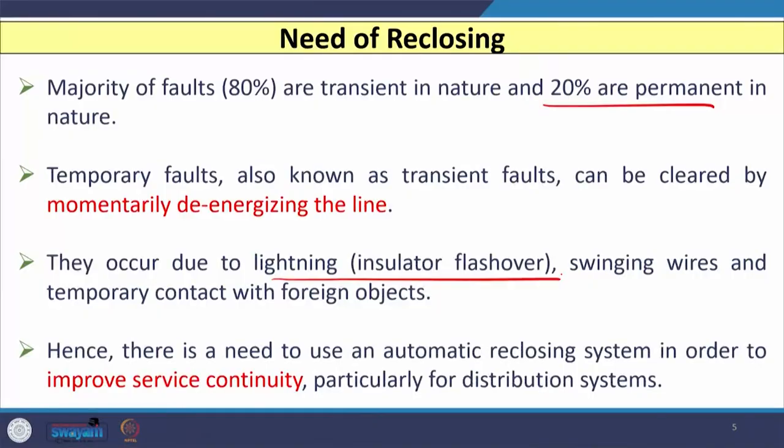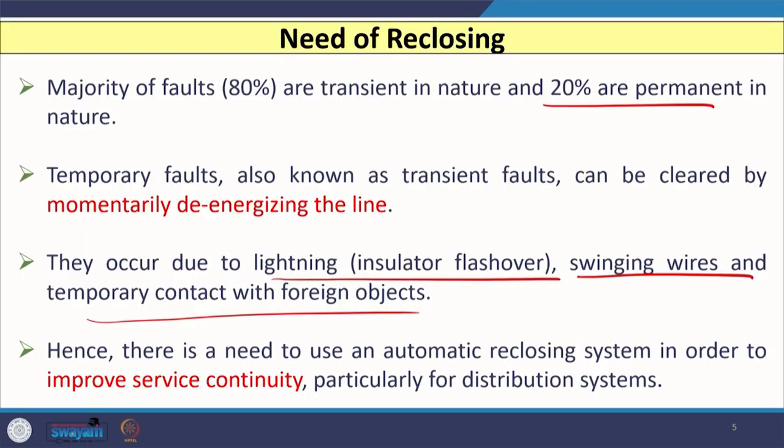Such transient faults occur because of many reasons. A very important and prominent reason is the lightning surge, maybe because of insulator flashover or some other reason, maybe because of swinging wires, or when any temporary contact touches foreign bodies, such faults also occur. Those faults are transient or temporary faults, and they die out maybe after one or two or three cycles, and in that case there is no need to again trip the circuit breakers, and manual intervention is not required.